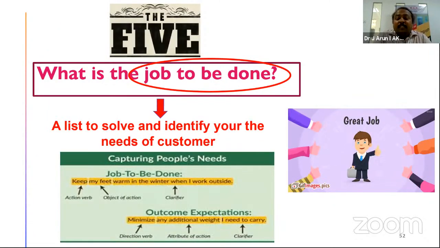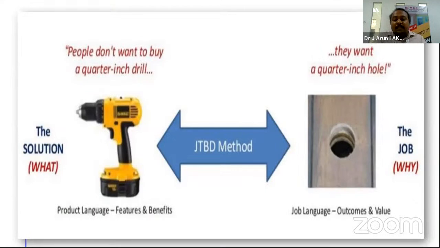So what is the job to be done? Okay, for example, we have a list of jobs to be done. That means for a particular problem statement, you have a list of solutions. It is not mandatory to solve all the problems. For example, you want to put a hole in the cardboard. That is a job. Assume that.